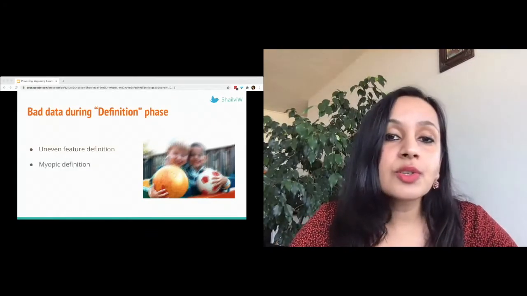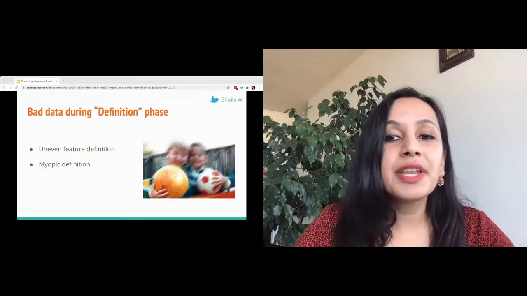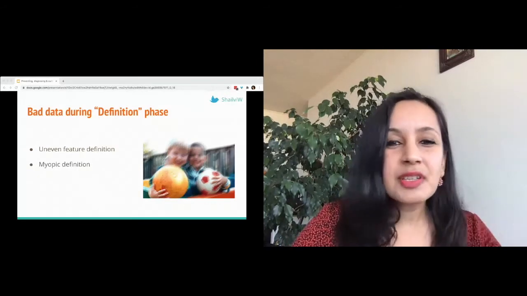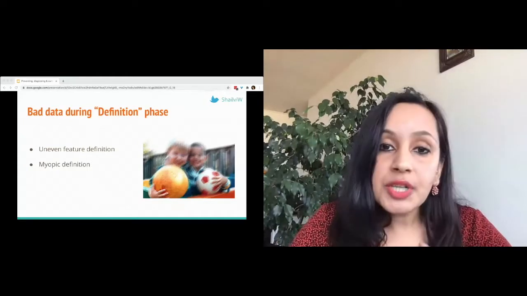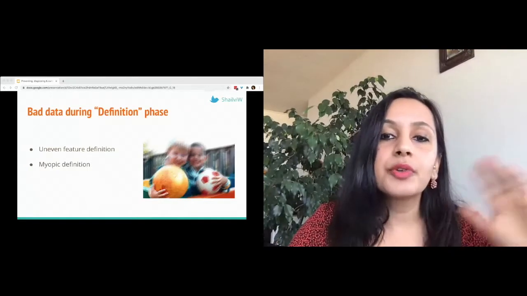Occasionally, you can also have something that is a very, very narrow definition that just doesn't include all the scenarios. You pick a definition that fits today's use case, but it doesn't really account for tomorrow.